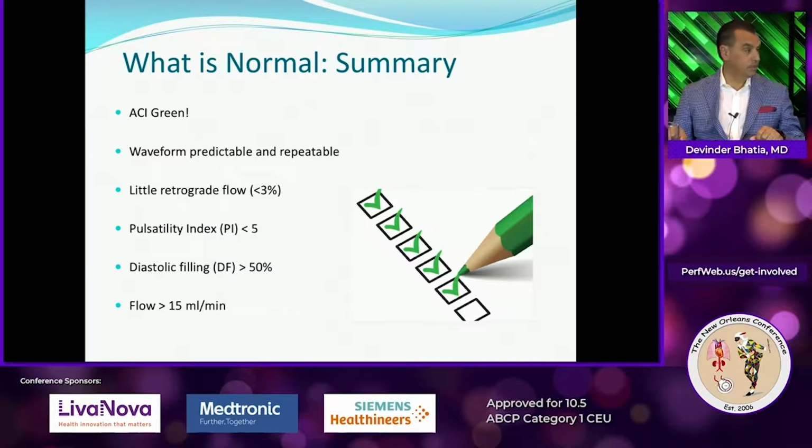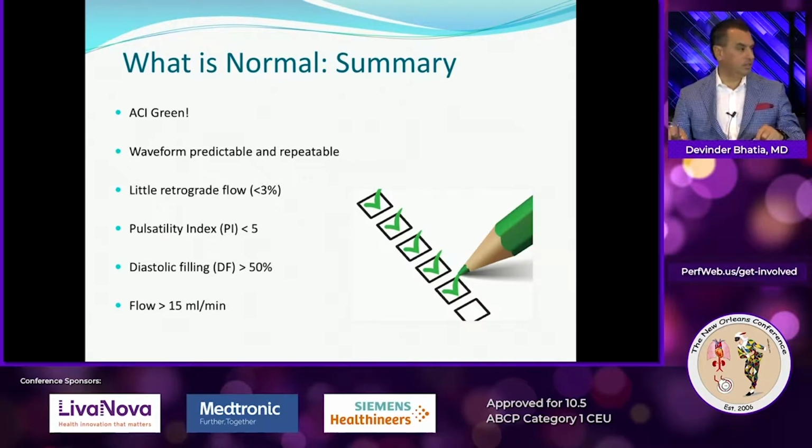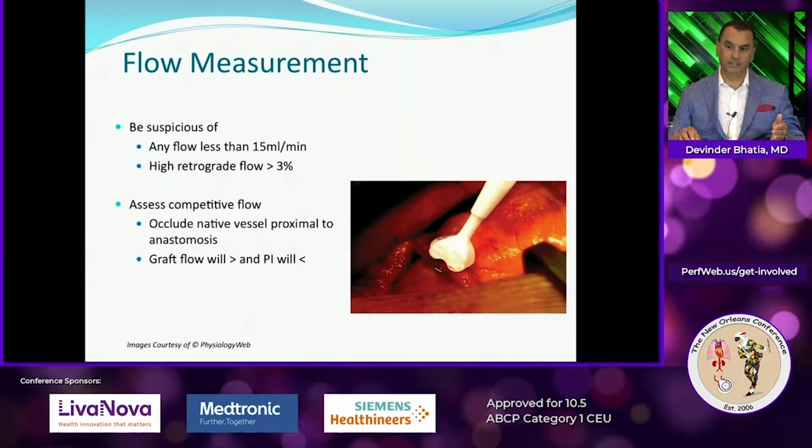Potentially. You want a pulsatility index of less than 5, diastolic filling greater than 50%, and flow rates greater than at least 15, unless you suspect that there's some anatomic issues within the heart that would prevent that kind of flow. So during flow measurement, you should be suspicious of any flow that's really less than 15 or a high retrograde flow greater than 3%.